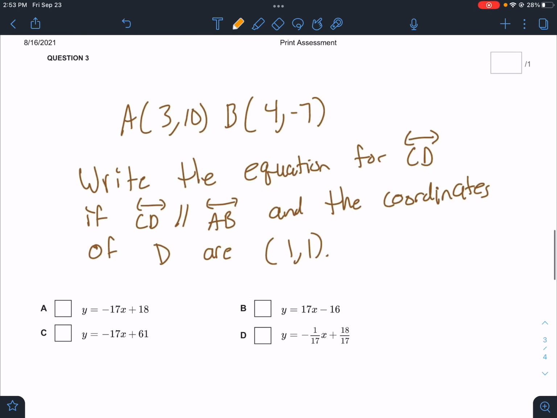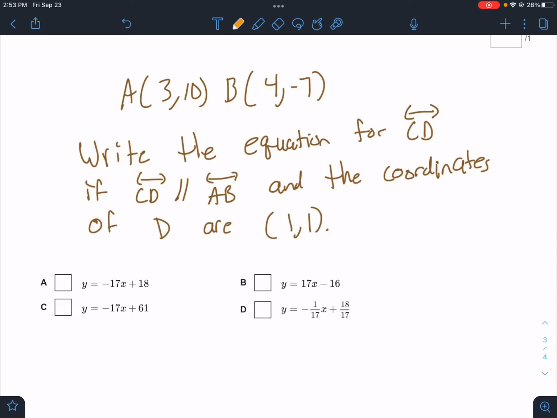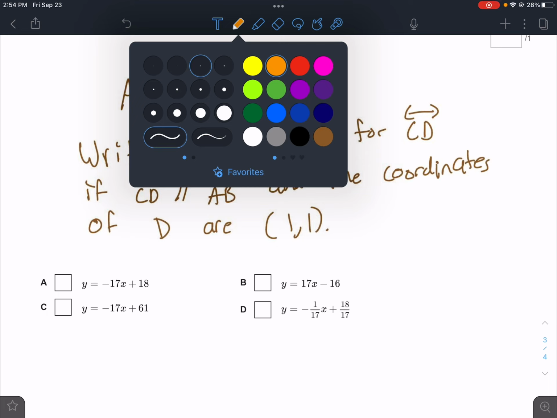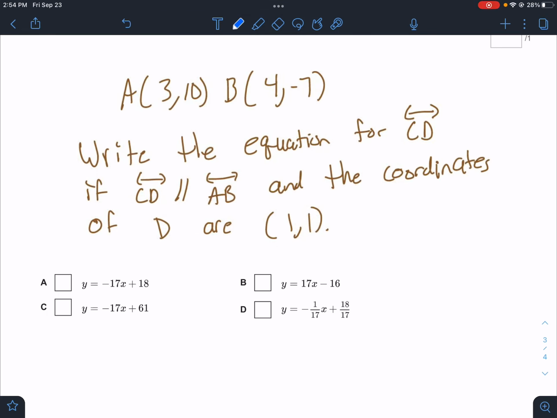Love it. Let's do another one. So they gave us A and B. Write the equation for CD. Oh, goodness. I hear you crying now. There's no C, there's no D, there's nothing. I know. Calm down. We got this. We will get there together. Let's keep reading before we panic. Write the equation for line CD if CD is parallel to AB.